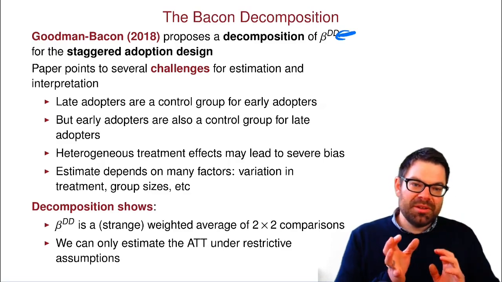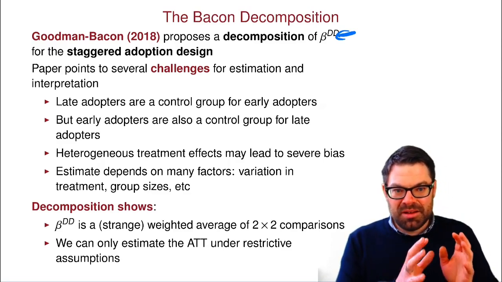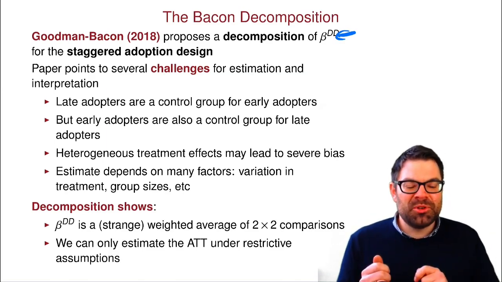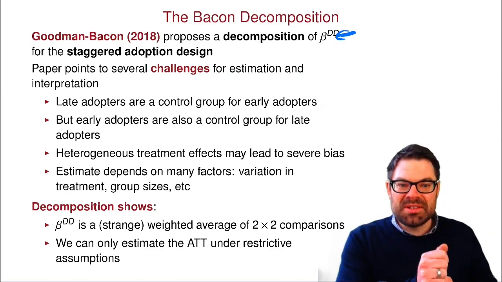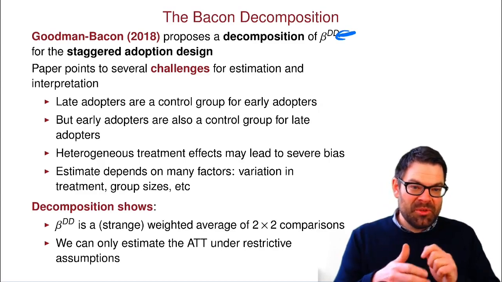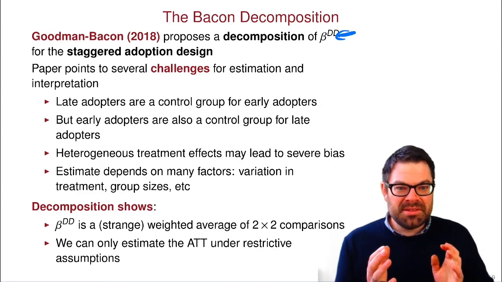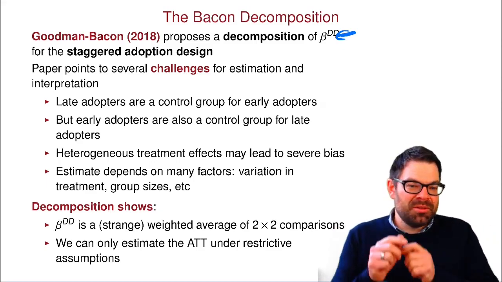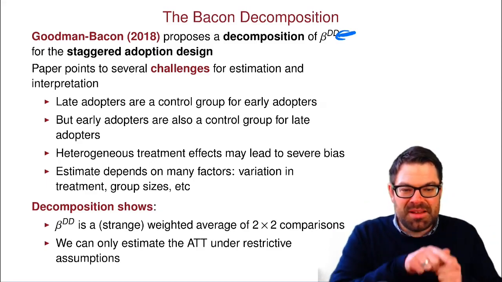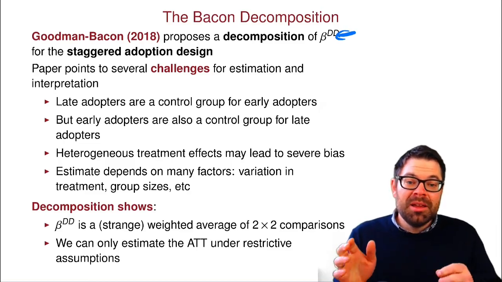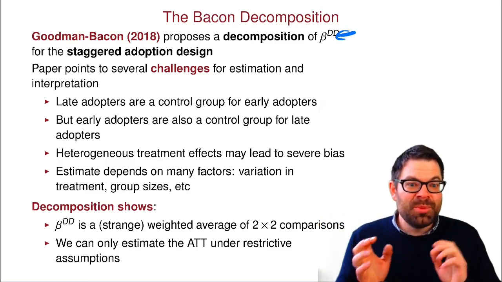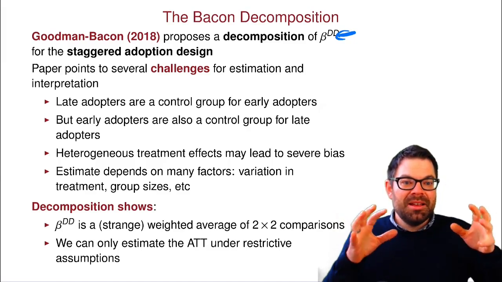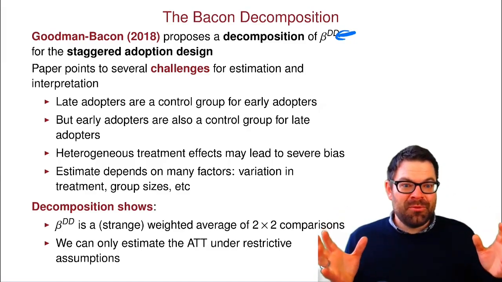Okay, so what are those? We will look into detail into those, but they are early versus late adopters, untreated versus late adopters, untreated versus early adopters. These are all 2x2 comparisons. And if you have staggered adoption over many years, this year 2 states, next year 3 states, the next year 1 state, and so on, you may have a lot of different 2x2 comparisons that your estimator simply is a weighted average over.